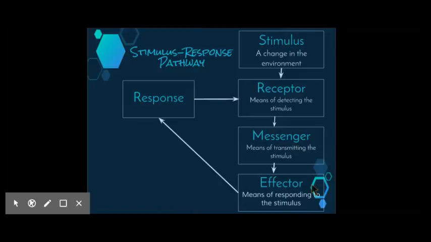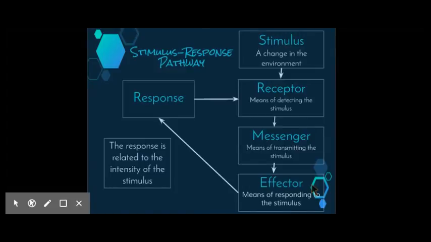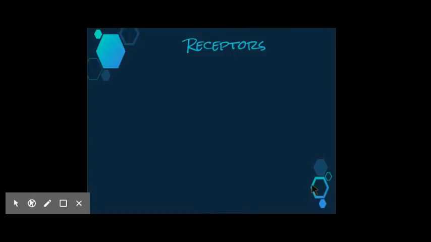This link or coordination is carried out by our nervous system, which is made up of our brain and our spinal cord, which are our central nervous system, and then our nerves of the body, which make up our peripheral nervous system. In our stimulus response pathway, the response is related to the intensity of the stimulus. So obviously the stronger the stimulus, the stronger the response.